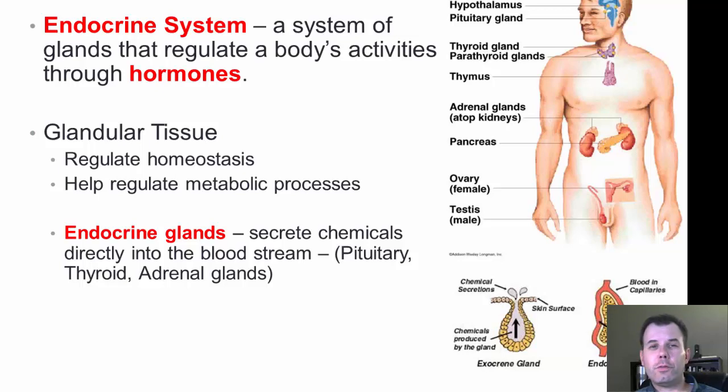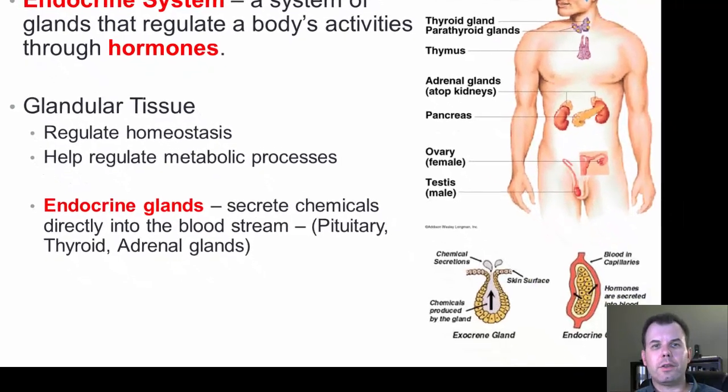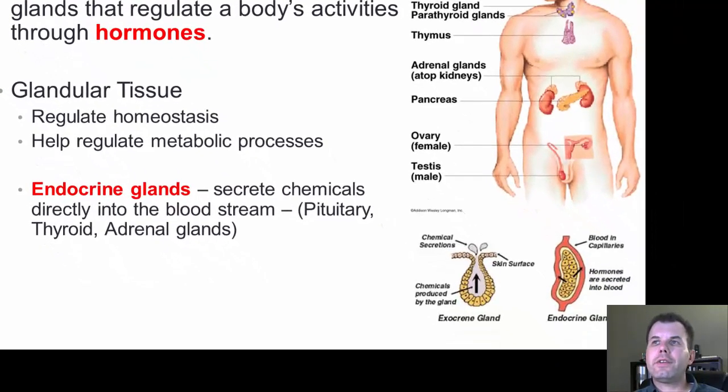And really the difference between the endocrine glands and the exocrine glands, which are the other types, is that the endocrines secrete directly into the bloodstream. So all these glands here that we're going to talk about today are actually tied into the bloodstream, and what they do is they release the hormones and they go into the bloodstream.